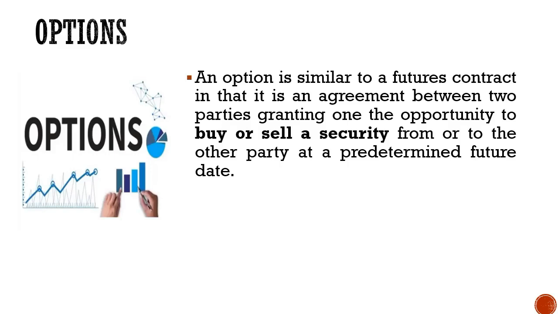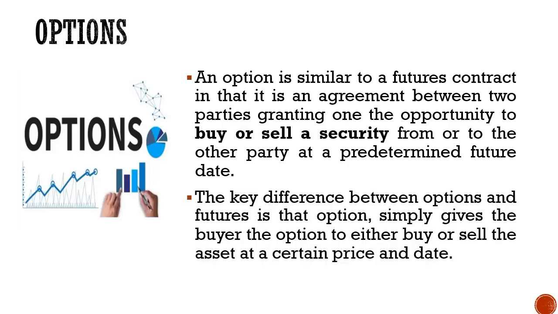So again here it is an agreement between two parties granting one the opportunity to buy or sell a security from or to the other party at a predetermined future date. The key difference between options and futures is that an option simply gives the buyer the option to either buy or sell the asset at a certain price and date. Now let us see what are the various types of option.